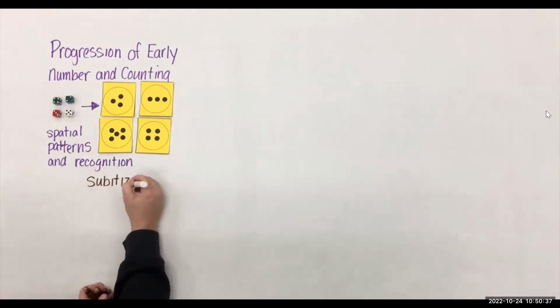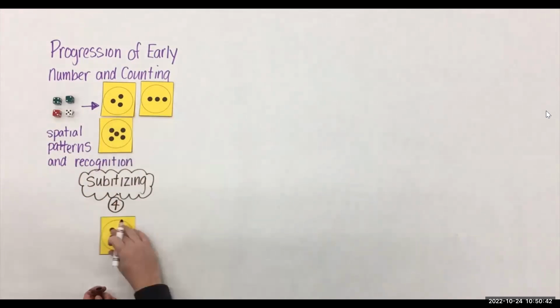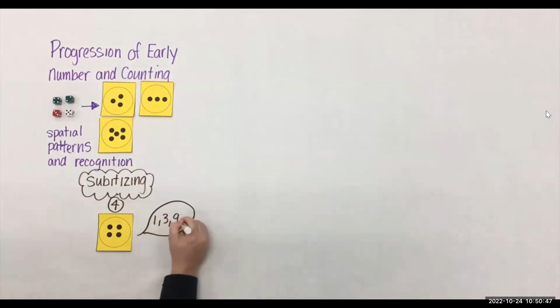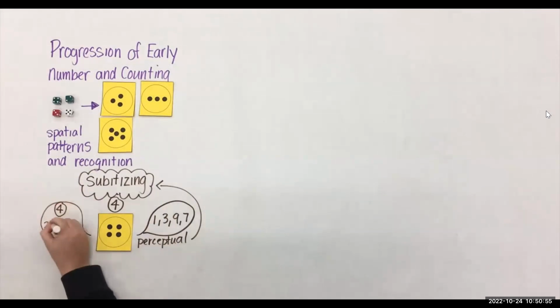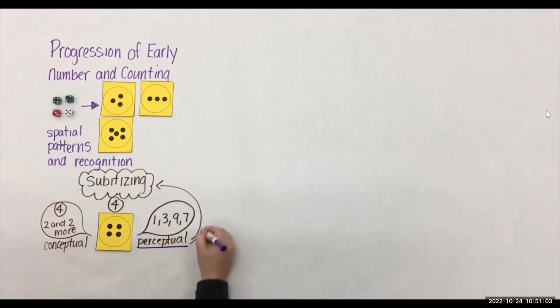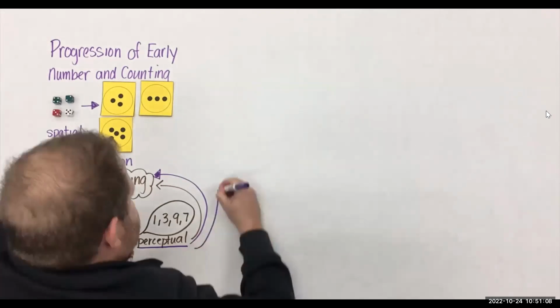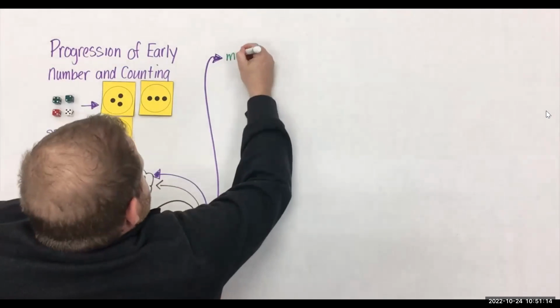This ability to recognize quantity without counting one-to-one is called subitizing. Some say sub, some say su. I just say it's magic. But here, if we were to show the number 4, a student might say 4. Yes, they know the number name, but if you ask them to prove it, they might count them 1, 3, 9, 7. This is a perceptual subitizer. They cannot explain why it's 4. I think most of us are familiar with the conceptual subitizer that would say 4 because there's 2 and 2 more. In this early trajectory, we're talking about a perceptual subitizer.